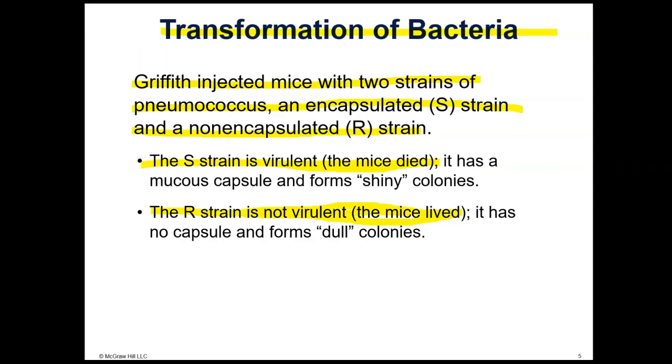But Frederick Griffith, here's what he did. He injected mice with 2 strains of pneumococcus, which is the Streptococcus pneumoniae bacterium. One is the S strain and the other is the R strain. The S strain is virulent, and that means it killed the mice. The R strain is not virulent, and so it did not kill the mice. It didn't make them sick or kill them. So the mice that he injected with the S strain died. The ones he injected with the R strain lived.